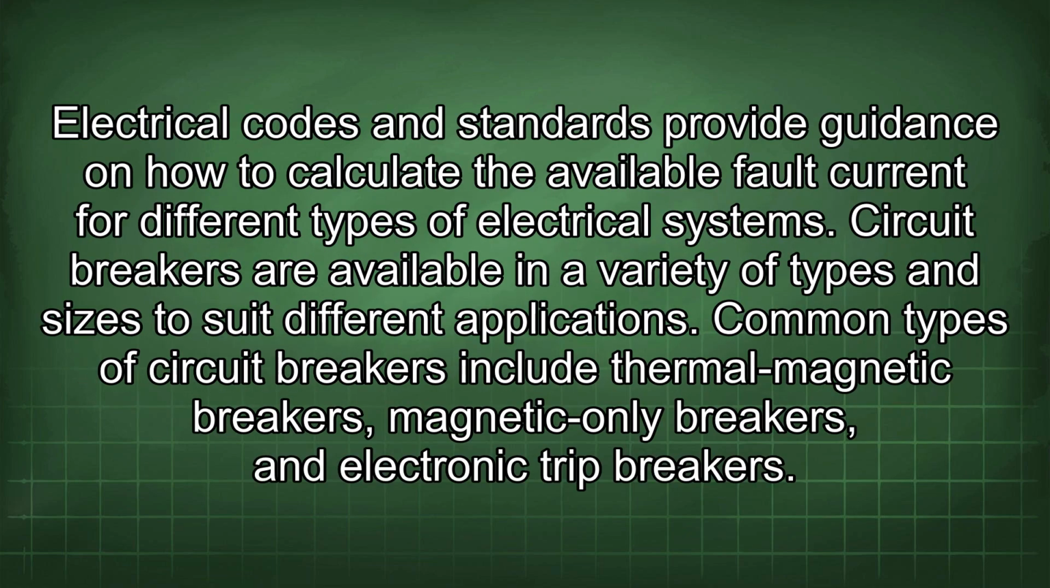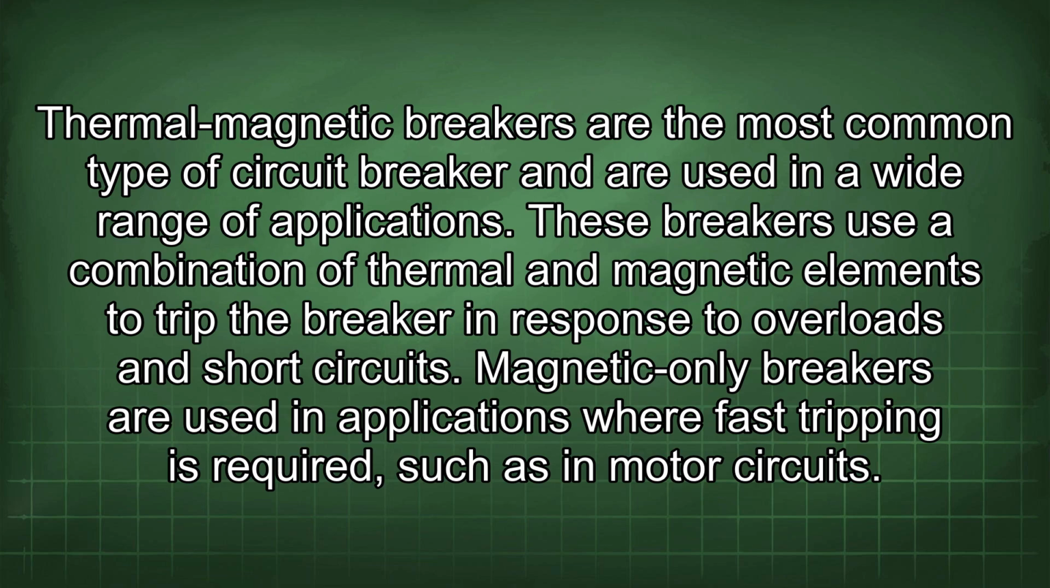The electrical codes and standards provide guidance on how to calculate the available fault current for different types of electrical systems. Circuit breakers are available in a variety of types and sizes to suit different applications. Common types of circuit breakers include thermal magnetic breakers, magnetic-only breakers, and electronic trip breakers. Thermal magnetic breakers are the most common type of circuit breaker and are used in a wide range of applications.